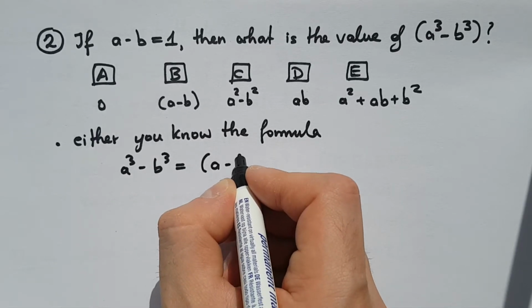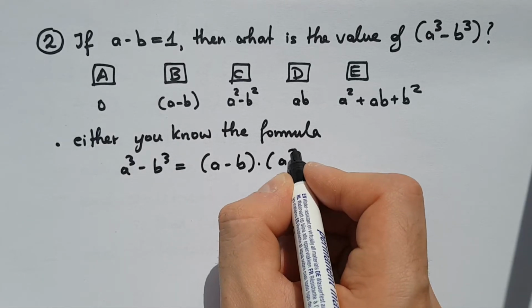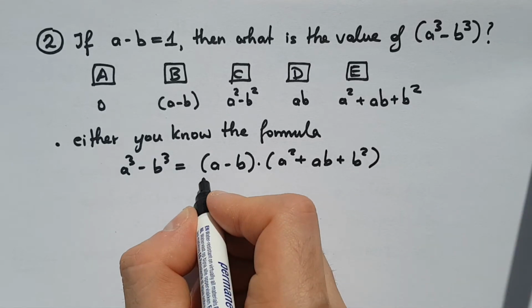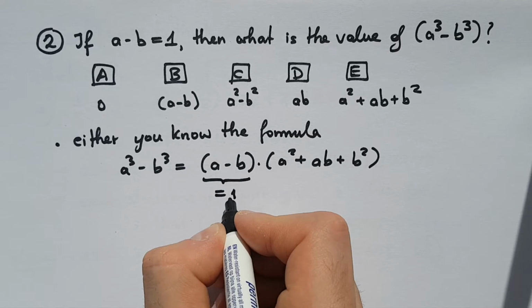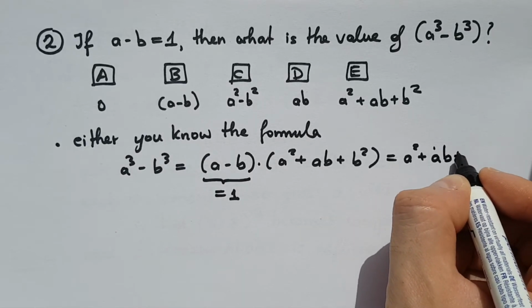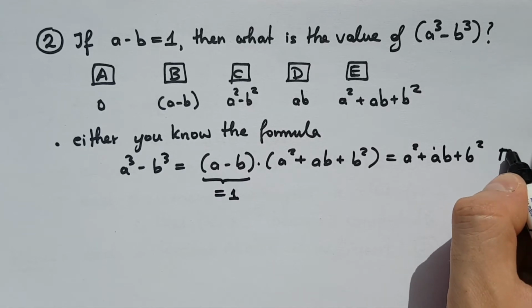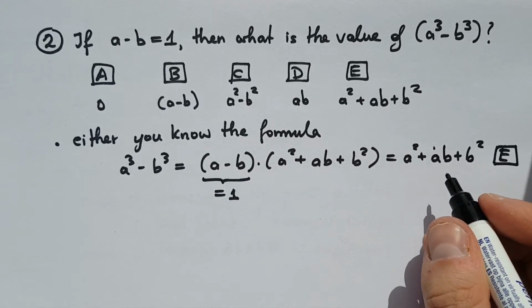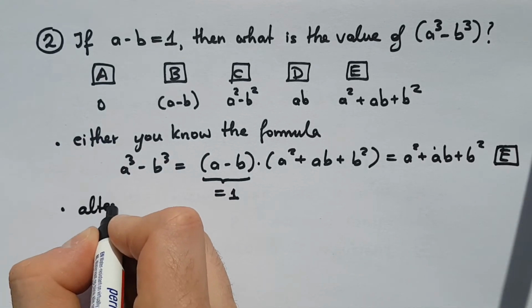which presents it as a product of a minus b and a squared plus ab plus b squared. In this case, you know that a minus b equals 1, and you conclude that a to the power 3 minus b to the power 3 equals a squared plus ab plus b squared. So the correct answer is E.